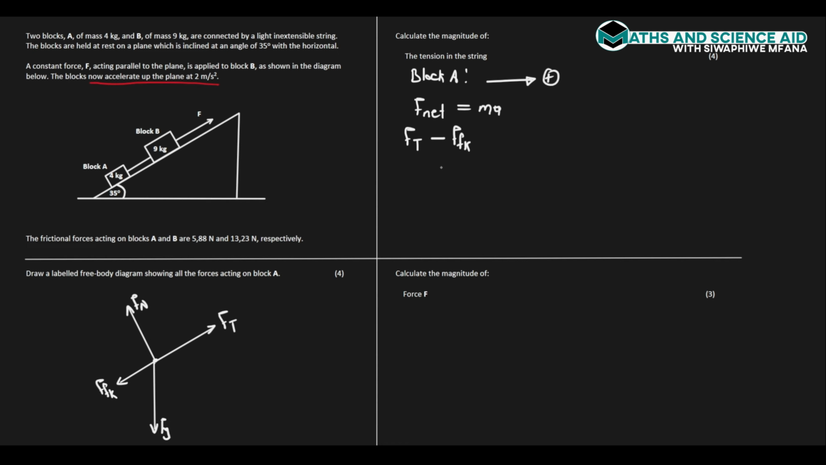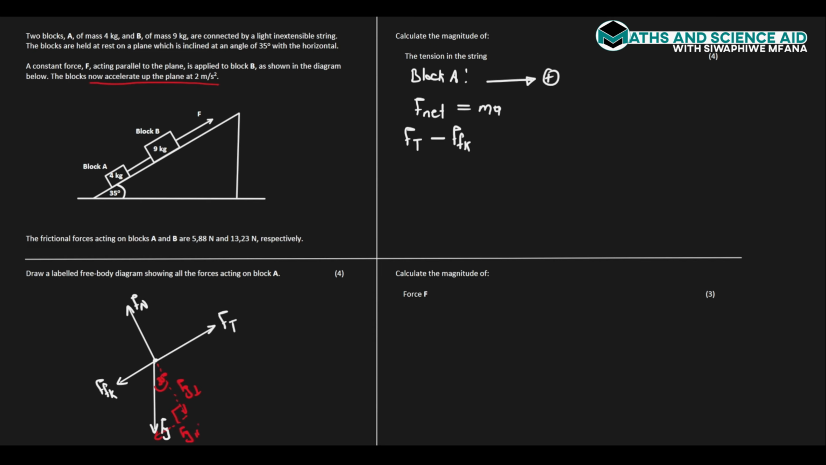And now we mustn't forget that since these blocks are lying on an inclined plane, it means that the gravitational force can be resolved into the perpendicular components. We are going to have Fg perpendicular, and we also have Fg parallel. So there it is. And these two forces are at an angle of 90 degrees to each other. And then this angle here is going to be equivalent to 35 degrees.